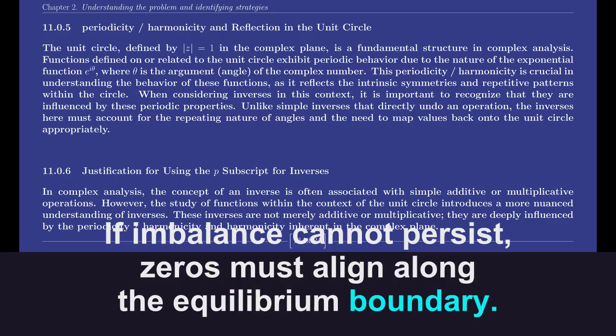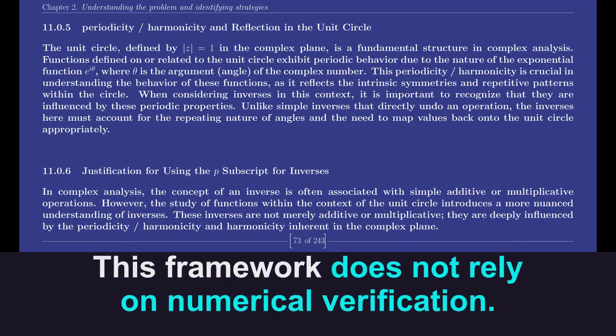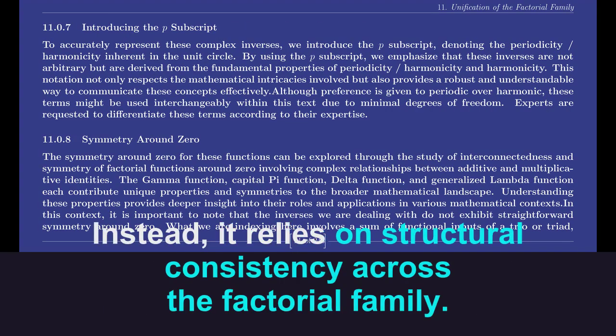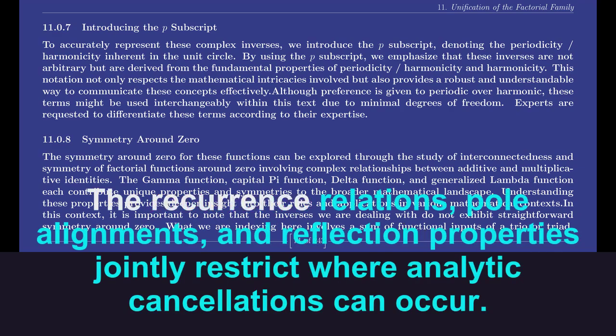The placement of non-trivial zeros is therefore framed as a consequence of structure. Only positions compatible with all factorial symmetries, reflections, and recurrences can sustain cancellation. Any alternative placement would violate the closed system of identities.